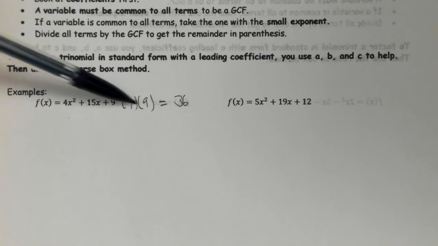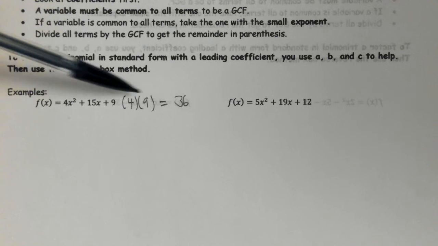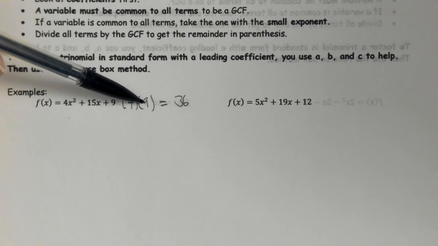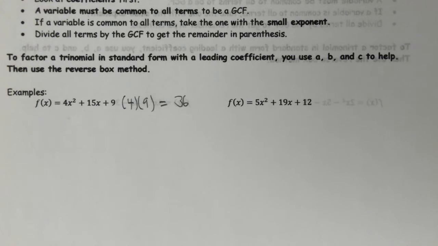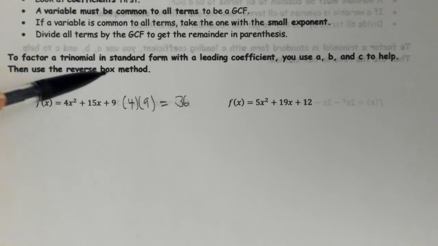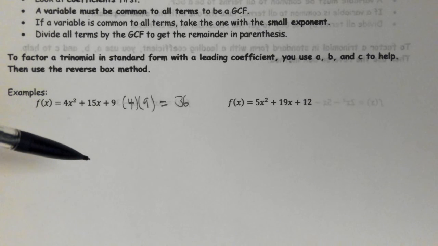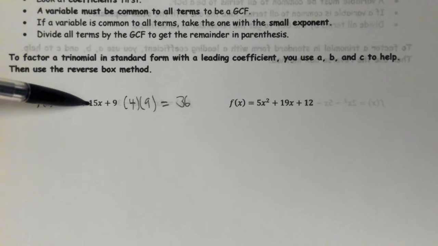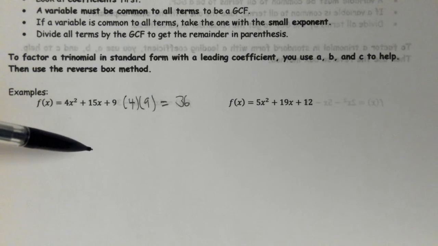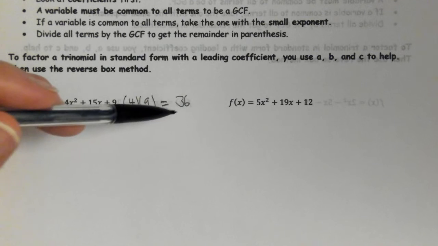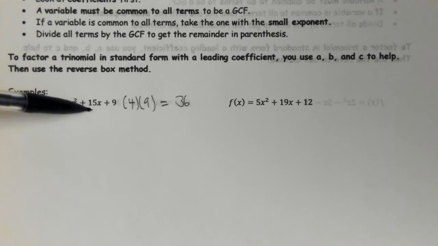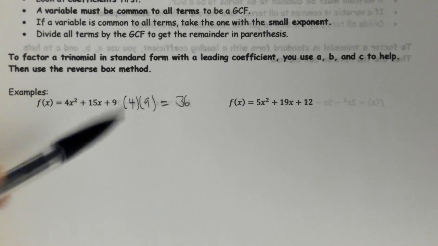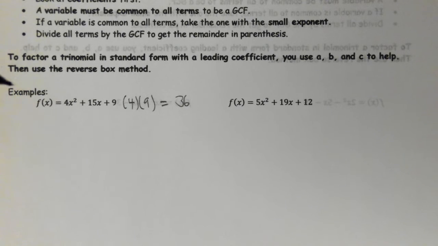Well, I can start with these two. 4 times 9 is 36, but 4 plus 9 is 13, not 15. So I'm going to need two other numbers. So let's keep thinking about what times what equals 36. 6 times 6 is 36, but 6 plus 6 once again is 12. Not going to work. Let's keep going. What about 12 and 3? 12 times 3 is 36, and 12 plus 3 is 15. All right, so those are the two numbers that I need.